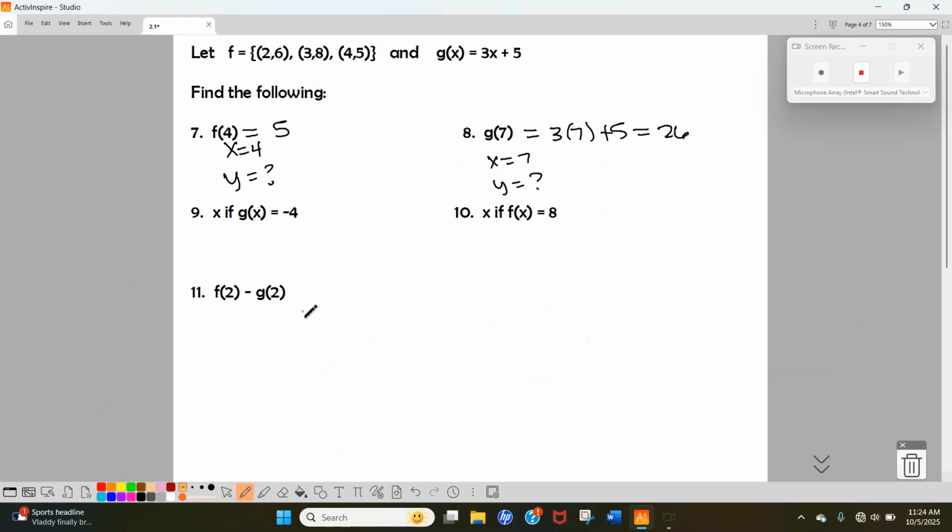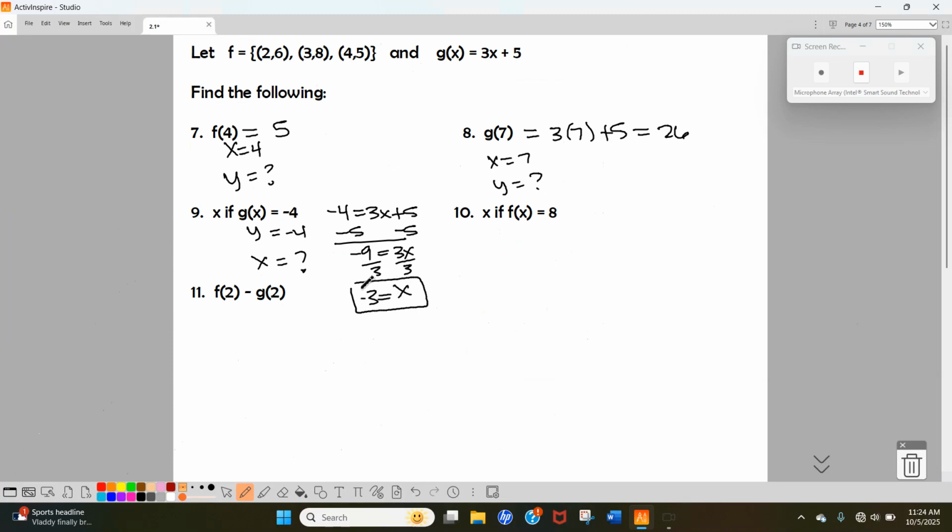All right, so number 9, they want us to find x if g of x is negative 4. So if y is negative 4, what is x? That's what they want to know. All right, so for the g function, if y is negative 4, that means we want it to equal negative 4. Then we have to solve for x. So we will get that x is negative 3.